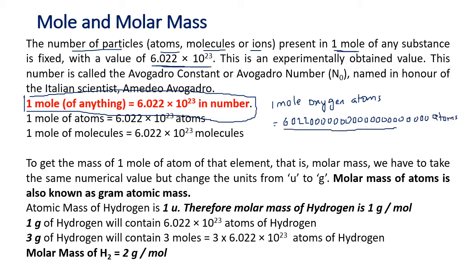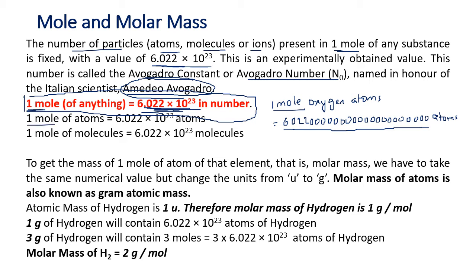This many atoms means 1 mole. So what is 1 mole of anything? It is 6.022 into 10 raised to 23. This much number makes 1 mole. This is called the Avogadro number, or Avogadro constant, named after the scientist Emilio Avogadro. He was the one to give this number, that when you say 1 mole, it means this number.